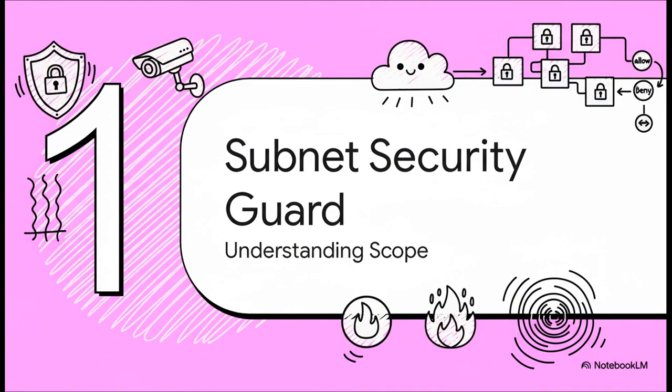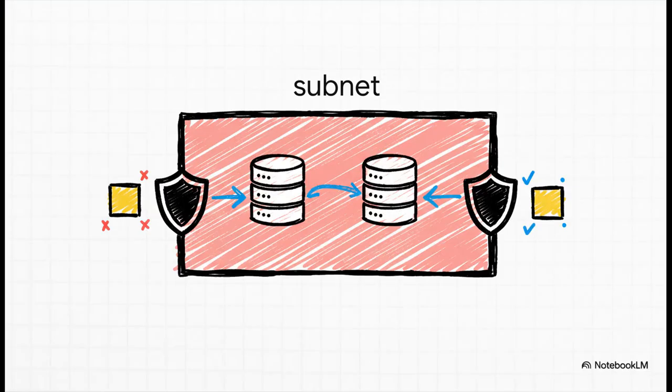Okay, first up, let's get to know our security guard a little better. Because to use it the right way, you've got to understand its jurisdiction, exactly where it operates and what it can and can't do. So this is the most important thing to get. A NACL is a firewall that works at the subnet level. It's not attached to your individual EC2 instances, your servers, or your databases. Nope. It's attached to the entire subnet, and it protects everything inside by only checking traffic as it crosses that boundary, either coming in or going out. So if two servers are just chatting with each other inside the same subnet, the NACL is totally oblivious. It doesn't even see that traffic.